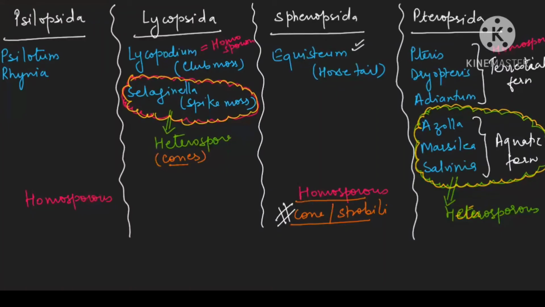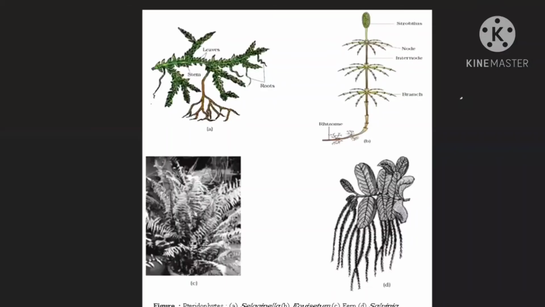Now let me explain further. Now see, students, these are the diagrams of the pteridophyte. Check carefully. This is the diagram of Selaginella. Check the second diagram. This is the diagram of Equisetum. The third diagram is of a fern and the fourth diagram is of Salvinia.